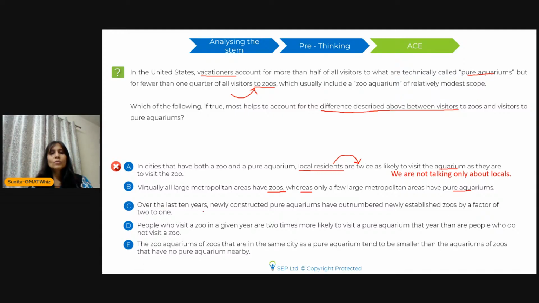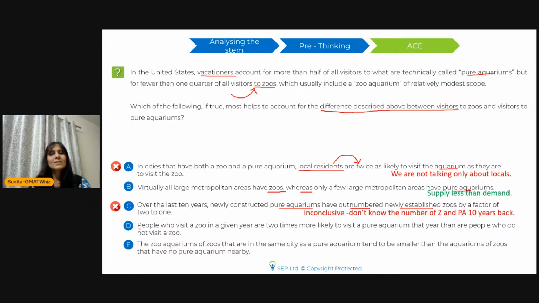C says, over the last 10 years, newly constructed pure aquariums have outnumbered newly constructed zoos. See, new aquariums and new zoos will only give me the numbers for the new aquariums and the new zoos. Overall numbers I have only in B. So C is out. Okay. C doesn't include the base numbers. So it doesn't explain why more vacationers are flocking to the pure aquariums.